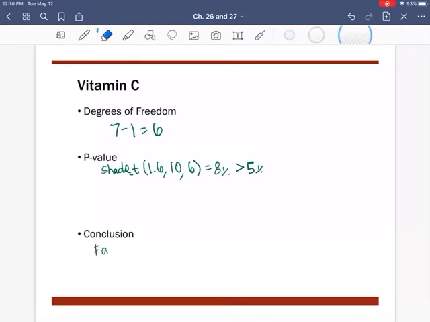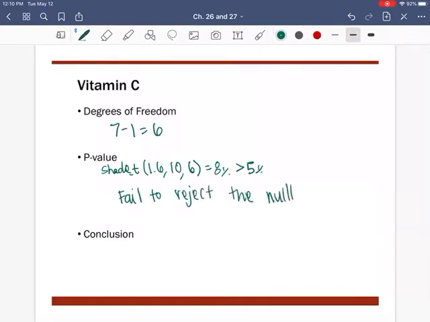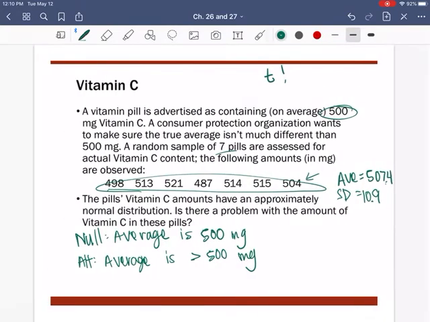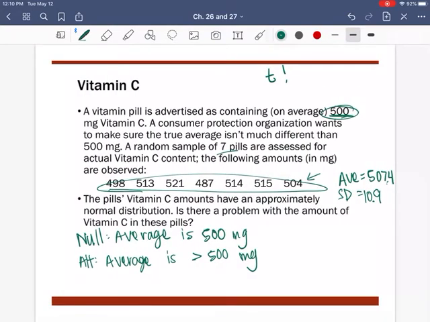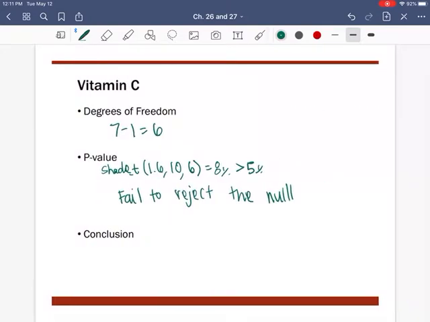Looks like 8%. Okay, that's greater than 5%, so we accept the null. Well, we never actually accept the null. We fail to reject the null. Which means it looks like on average, it is really what it's supposed to be. 507 isn't different enough from 500 that it's concerning to us. So it appears that the average is 500 milligrams.